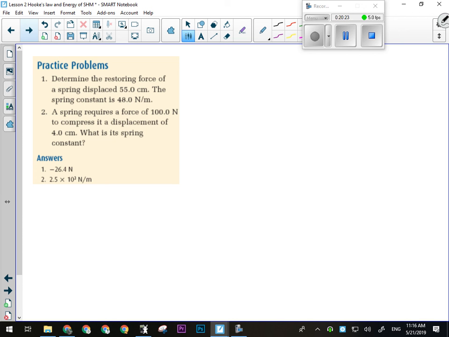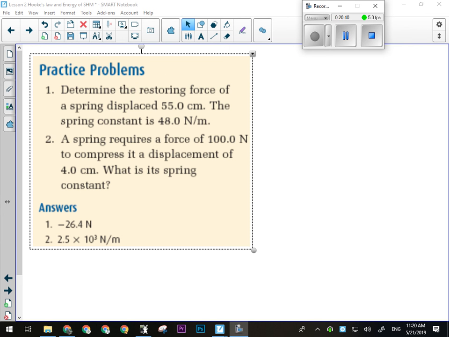Okay, try 1 and 2 there. They're pretty straightforward. Okay, number 1 is basically the same thing we just did. And number 2, okay, we're given a force and we're given the distance. So you're looking for the spring constant in that one. Okay, so for question number 2, they say the spring requires a force of 100 newtons to compress at a displacement of 4 centimeters. We're looking for the spring constant.